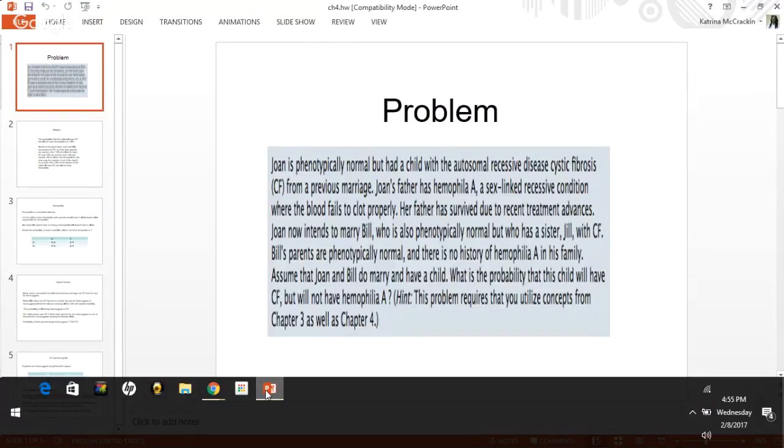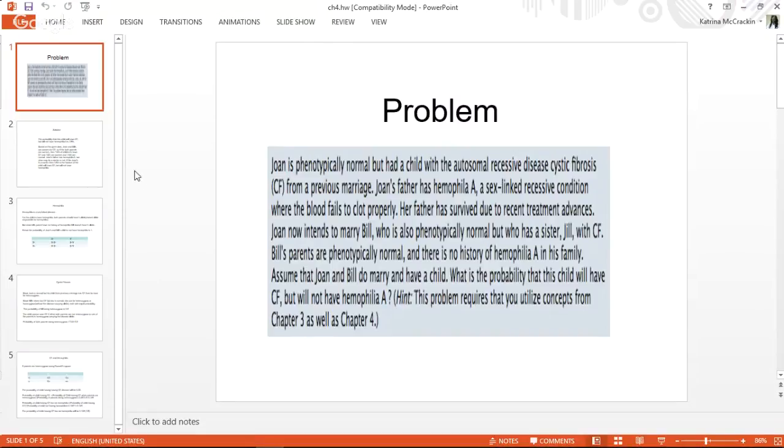Joan now intends to marry Bill, who is also phenotypically normal, who has a sister Jill with CF. Bill's parents are phenotypically normal and there is no history of hemophilia A in his family. Assume that Joan and Bill do marry and have a child. What is the probability that this child will have CF but will not have hemophilia A?